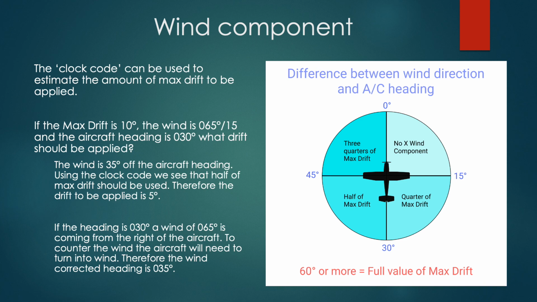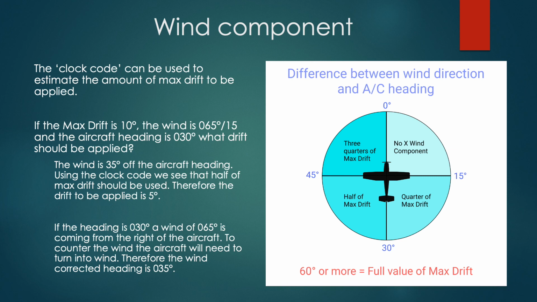So one way of doing this is known as the clock code, okay, and it can be used to estimate the amount of maximum drift to be applied. So how much of that 10 degrees value are we going to use to add onto or subtract from a heading, either way, to give a more accurate heading for the actual conditions that are occurring.